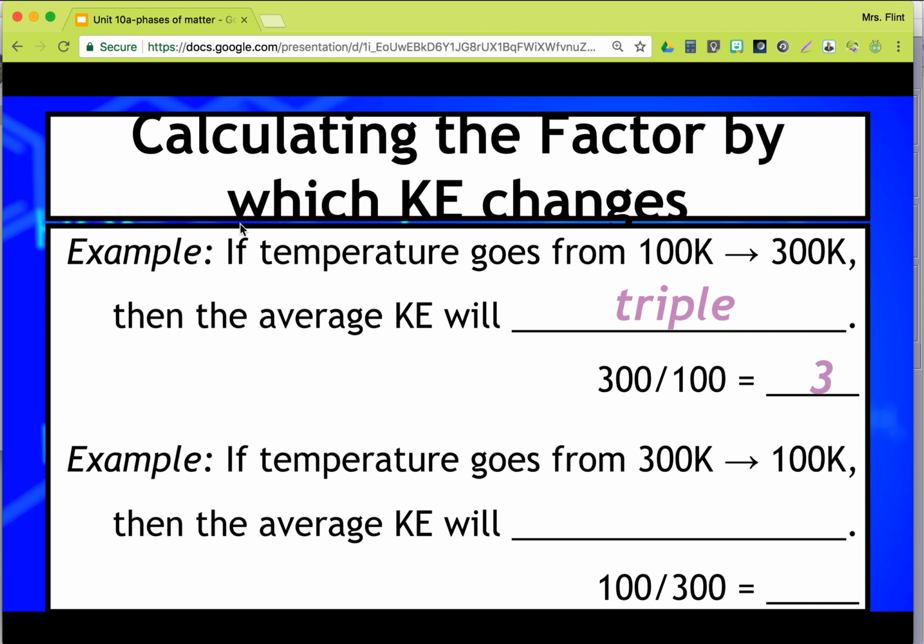If the temperature goes from 300 degrees Kelvin to 100 degrees Kelvin, then the average kinetic energy will be a third of what it was. 100 divided by 300 is a third.